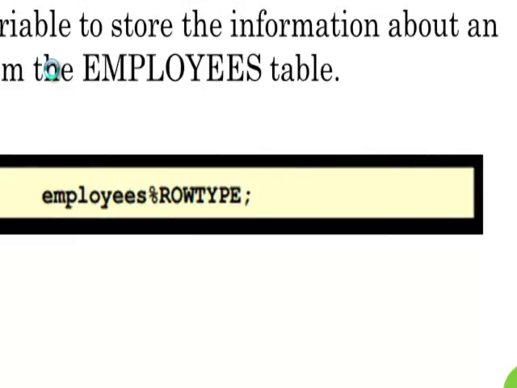And the fourth, declare a variable to store the information about a department from the departments table. This is the syntax, the record and departments%ROWTYPE. And the last, declare a variable to store the information about an employee from the employees table. This is the syntax, the record and employees%ROWTYPE.